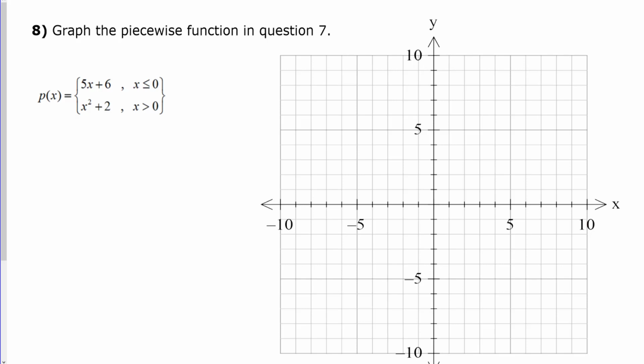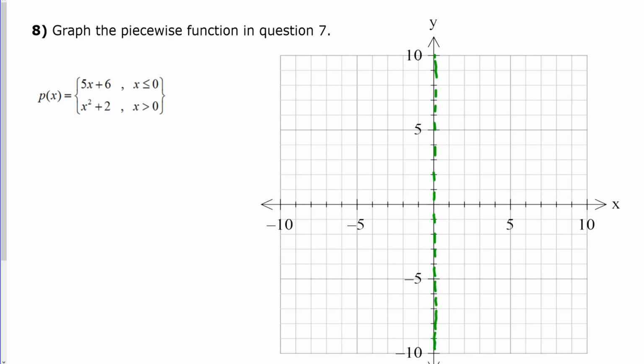Graph the piecewise function in question 7. Okay, so to graph piecewise defined functions, you just have to graph each individual function on a given domain restriction. So where x is 0, that's kind of a separation for us.